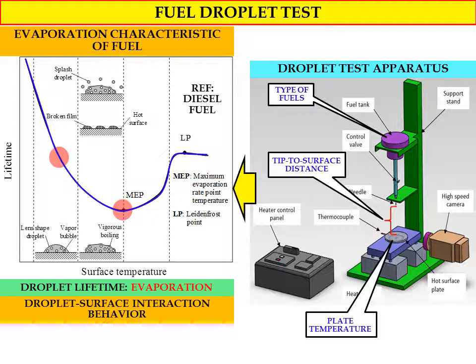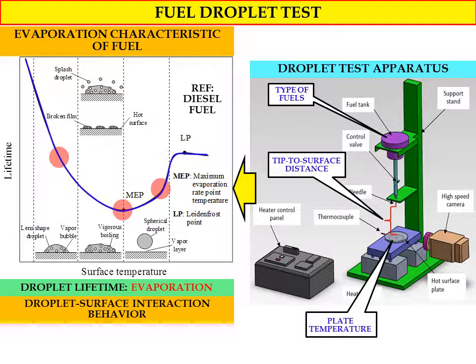So before the MAP point, when we increase the surface temperature, the droplet lifetime will decrease, which means the evaporation rate of the fuel droplet will increase when the temperature increases close to MAP. However, after the MAP point, the droplet lifetime will increase again, which means the evaporation rate after MAP will reduce.